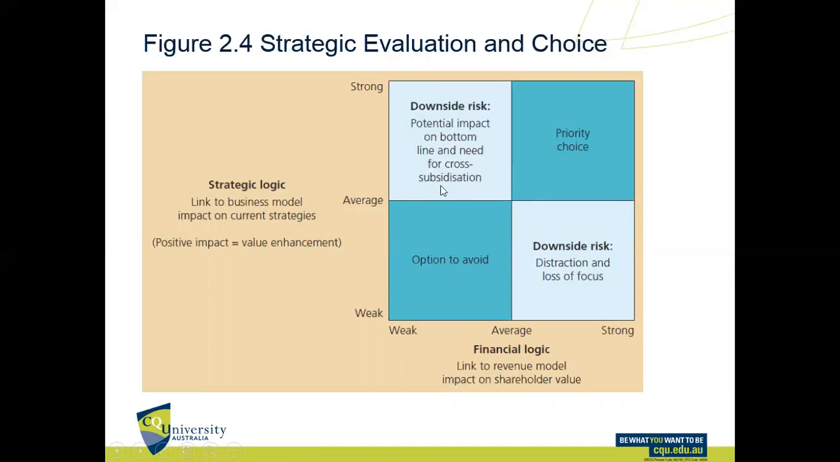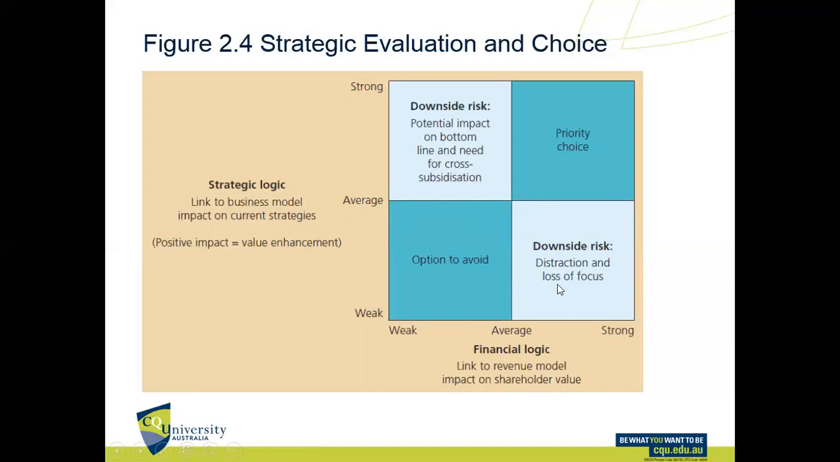If we look at this particular quadrant, this is where the strategic logic is very strong, but the financial logic is weak, meaning we do satisfy the customer need, however, we do not make enough money from this particular strategy. So there is a downside risk. And that means that if the company does go with this strategy, it will need subsidization, because it doesn't generate enough money on its own. Therefore, it will have to get some money to sustain this strategy.